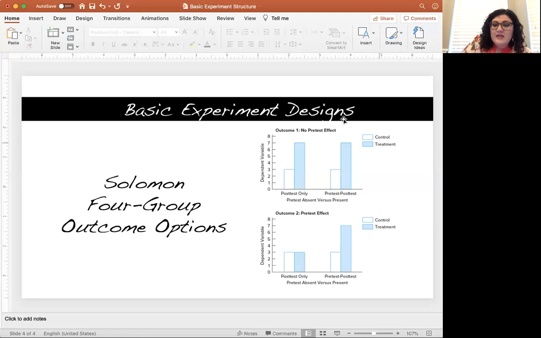So that's what you're seeing here: the Solomon 4 gives you an understanding of whether that pretest actually influenced the outcome of the study. If you only do a pretest post-test design, you can't determine whether that pretest has any effect over the outcome of the study. In some cases, it may not matter, but in cases like measuring anxiety, it could.